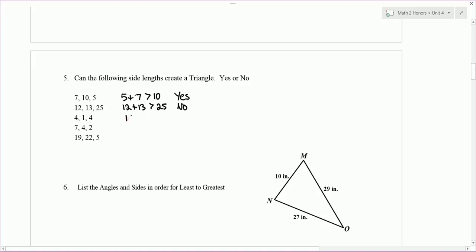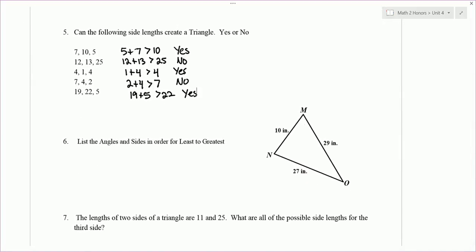Next one, 1 plus 4. Is that bigger than 4? Yes, it is. So yes, we can create a triangle. 2 plus 4. Is that bigger than 7? No. So we can't create a triangle. And 19 plus 5. Is that bigger than 22? Yes, it is. So we can create a triangle. So that's using the triangle inequality.